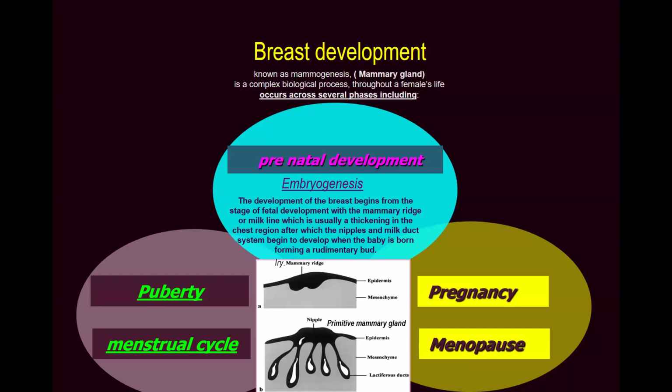Do you remember that? I've discussed it earlier. Okay. This represents the prenatal phase of development. Then development continues during puberty, menstrual cycles, pregnancy, and finally at menopause.